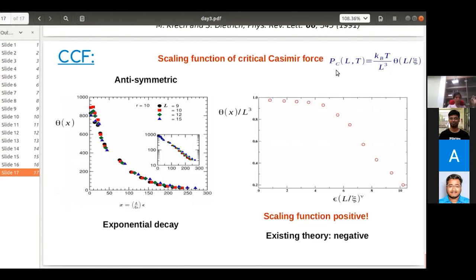Okay, first of all, remember the Casimir force or the Casimir pressure doesn't matter, because the force and the pressure are just related. It's a matter of the area only, which is constant. So I'm going to consider the pressure here. The pressure now depends on L and temperature.